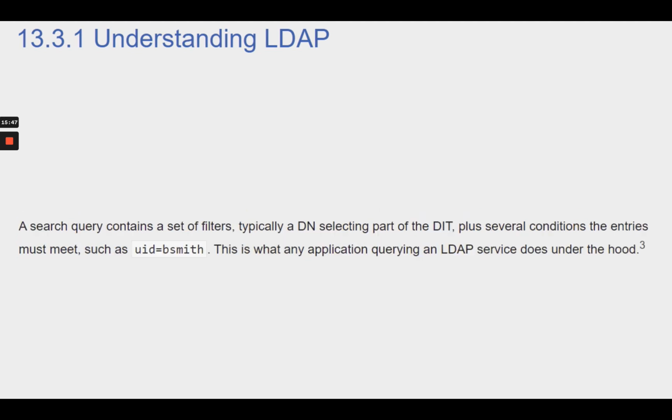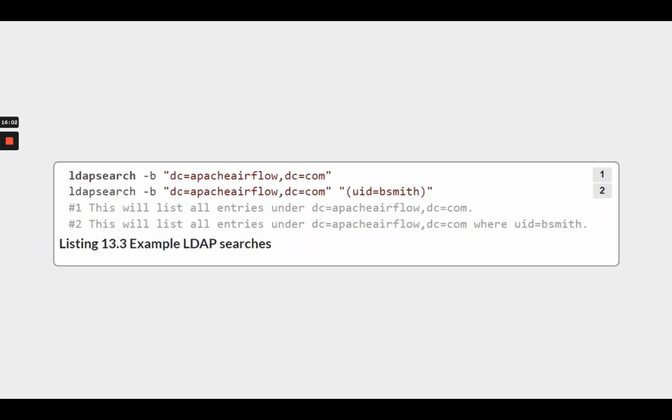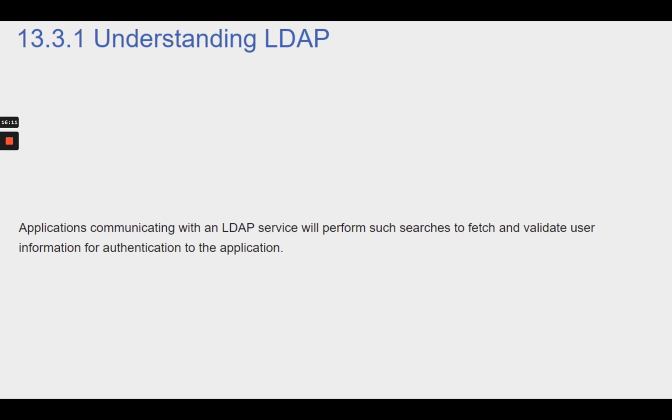A search query contains a set of filters, typically a DN selecting part of the DIT, plus several conditions the entries must meet, such as UID=bsmith. This is what any application querying an LDAP service does under the hood. Footnote 3. LDAP search requires installation of the ldap-utils package. Applications communicating with an LDAP service will perform such searches to fetch and validate user information for authentication to the application.